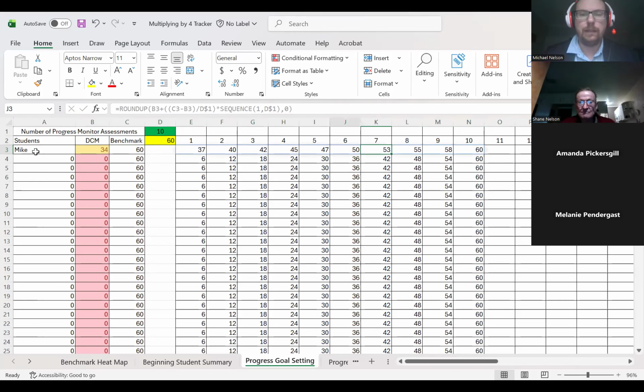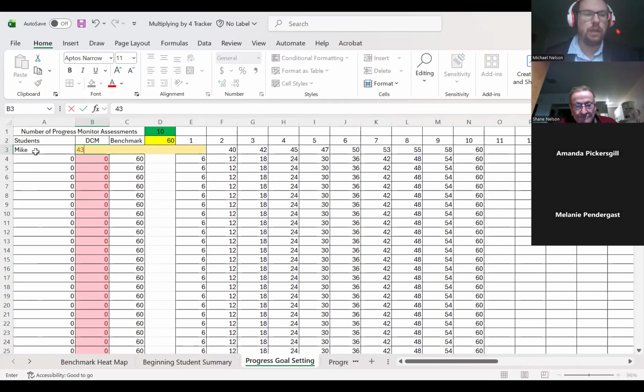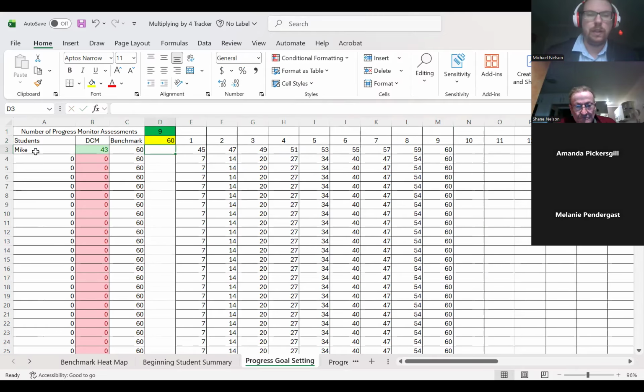Now, if, for example, I get a score of, say, 43 on the next one, and you want to change the goal, change that to 43. That's now a 9-week one, and you can see the amount I need to score is different.